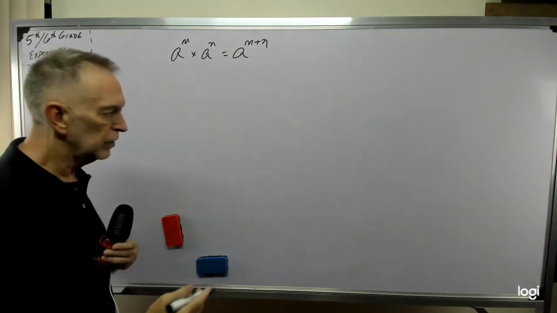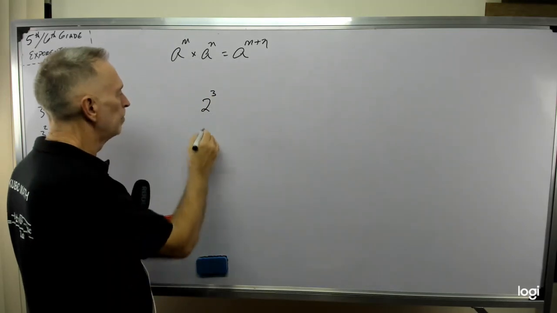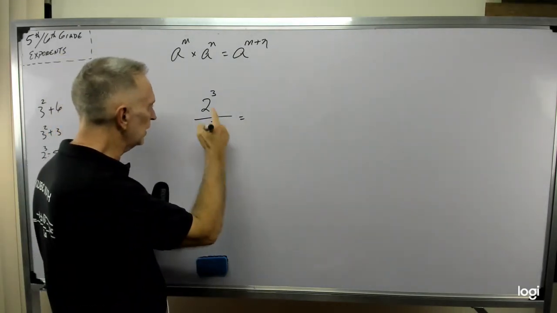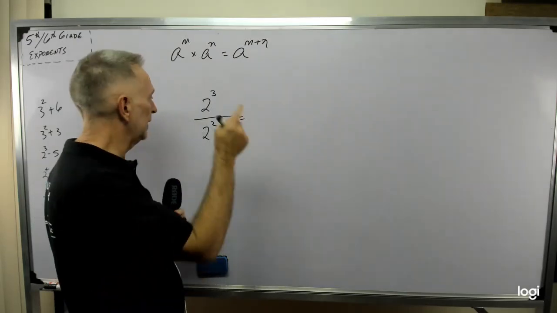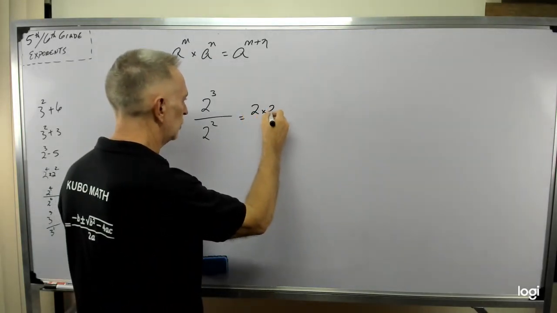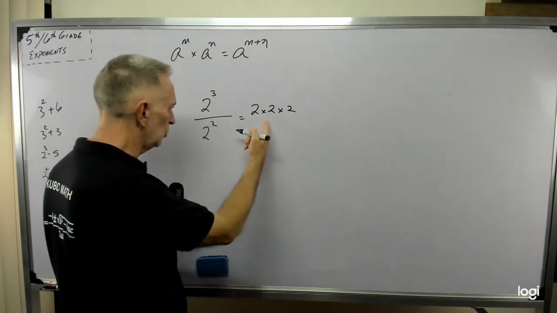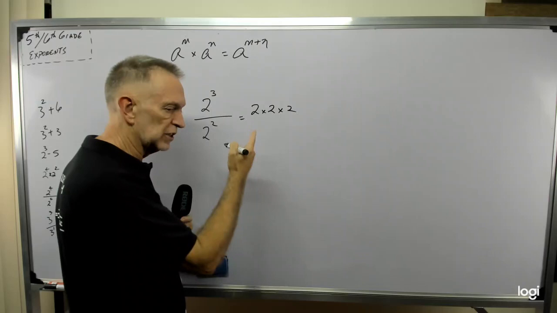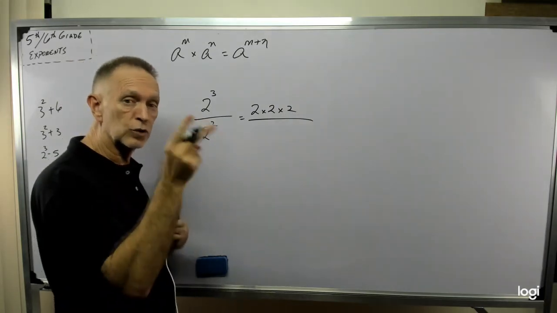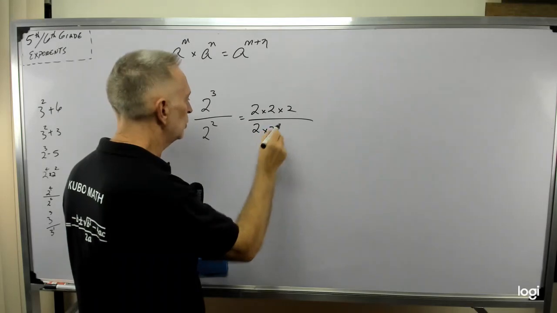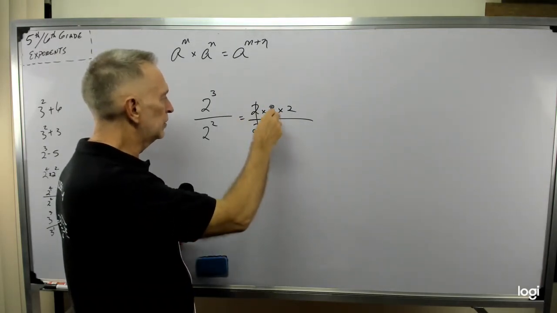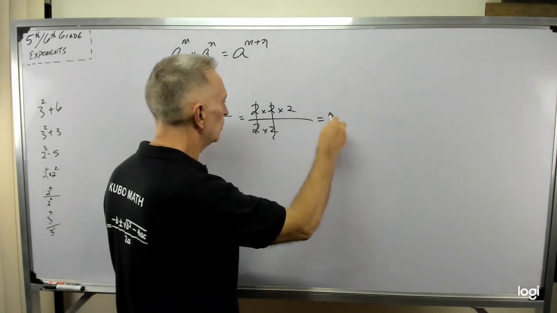Now then, what if I have, let's say, 2 to the third power divided by 2 to the second power? Now we said earlier 2 to the third power means 2 times itself 3 times. 2 times 2 times 2. That's 2 to the third power. Divided by 2 times itself 2 times. So 2 times 2. Okay. What's 2 divided by 2? 1. 2 divided by 2? 1. It leaves me 2.